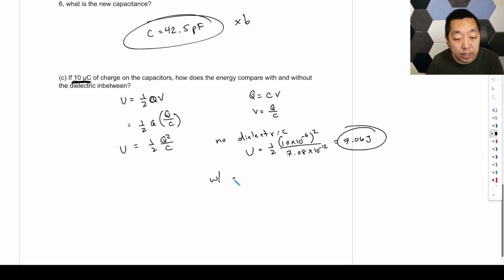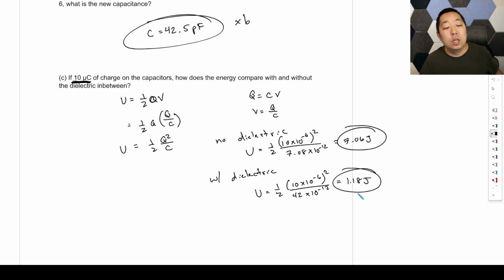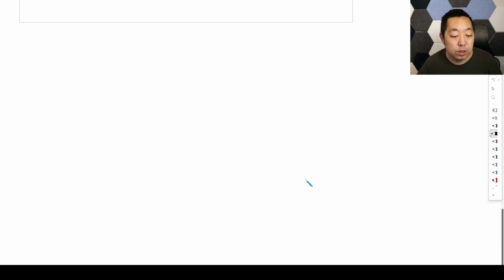And then with the dielectric, you can think of it this way. The capacitance is going to be 6 times as much, so it's going to have less energy. It's going to be 1/2 times 10 times 10 to the negative 6 squared divided by the 42 times 10 to the negative 12. Or you can think of it as just dividing this by 6, which is going to be 1.18 joules here. Because the charge is constant, but we're just changing the amount of capacitance, the energy changes, and that's going to happen when we have the dielectric. That's a consequence of some of the math in there.